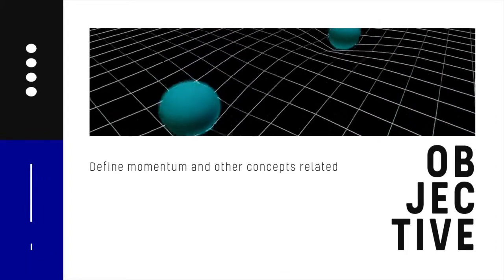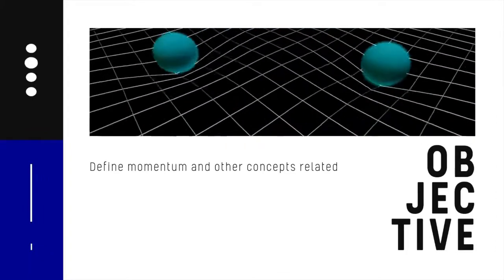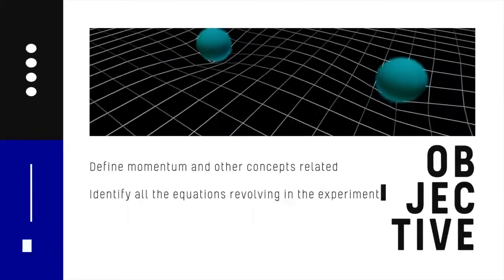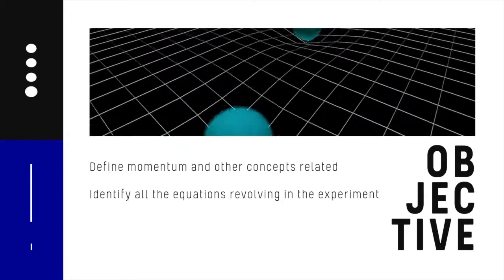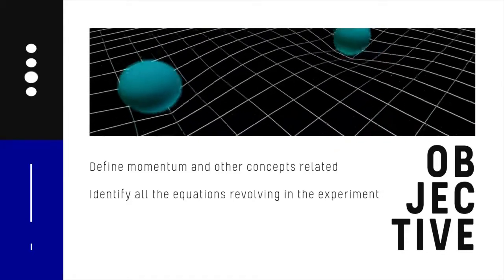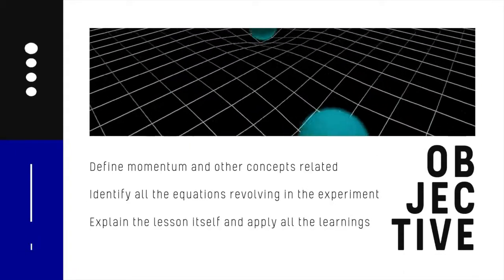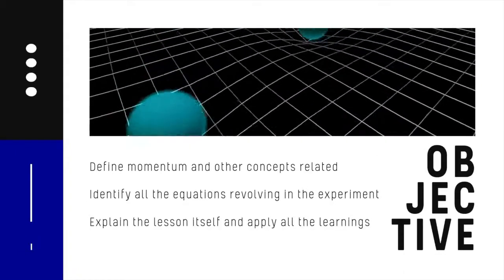The main objectives that the learners should achieve in this experiment are the following: define momentum and other related concepts, identify all the equations involved in the experiment, and explain the lesson itself and apply all the learnings.